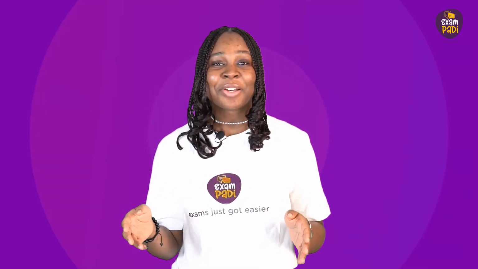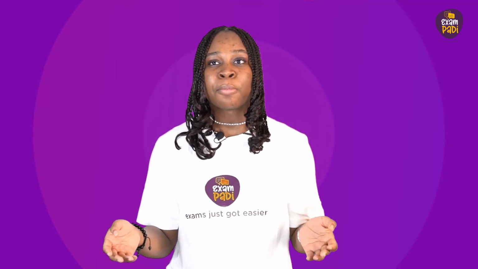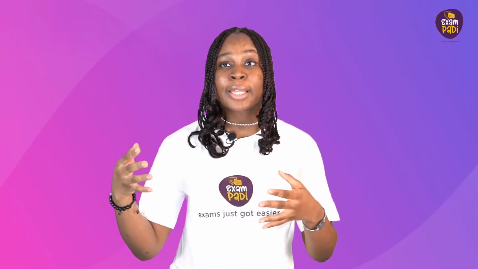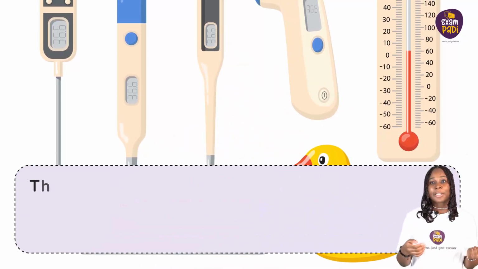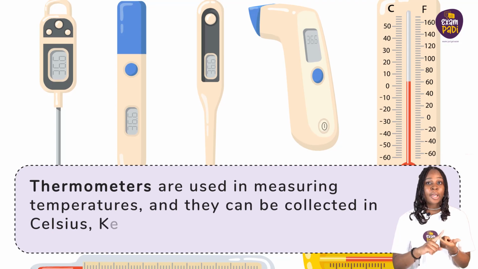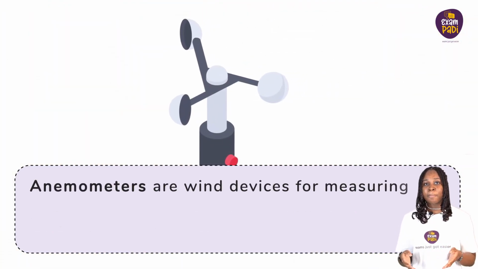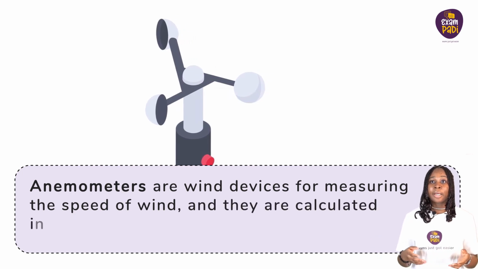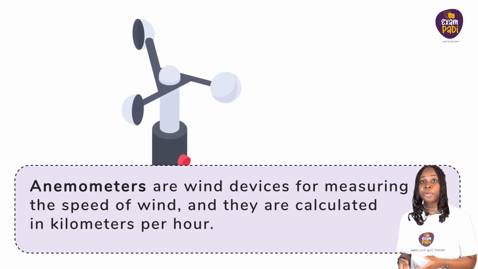Based on the type of weather, there are various equipment available which are now used to measure the intensity of the weather. Thermometers are used in measuring temperatures, and they can be collected in Celsius, Kelvin, or Fahrenheit. Anemometers are wind devices for measuring the speed of wind, and they are calculated in kilometers per hour.